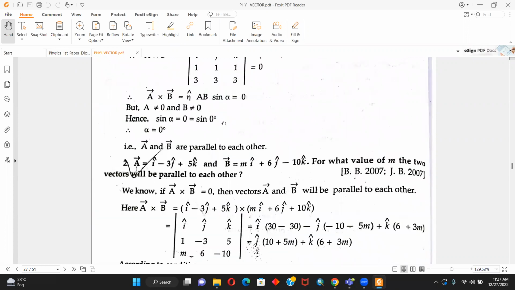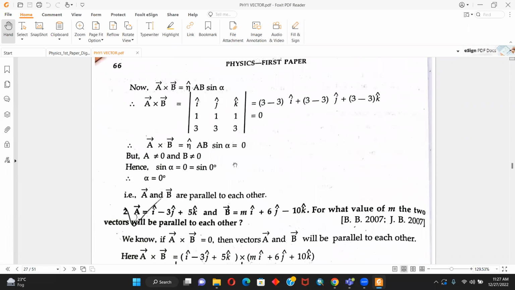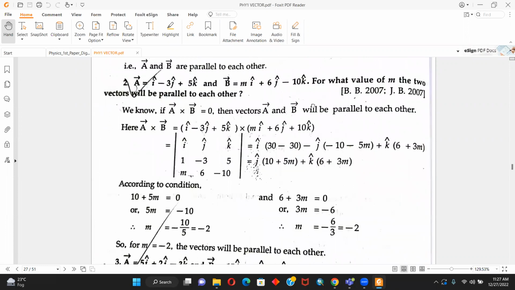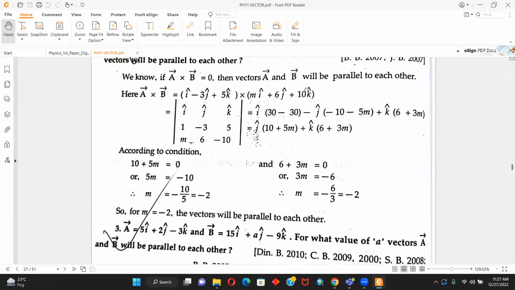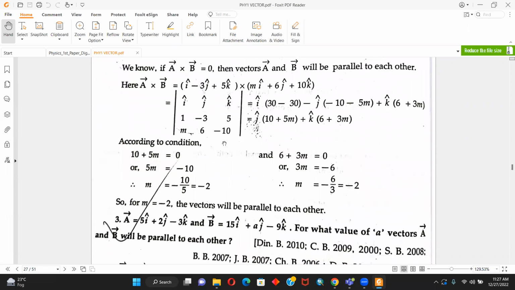Without wasting any time, honestly, I don't think I'll be able to finish them. Okay, so we completed this one. Okay, now do this one. Otherwise, you will be forgetting everything.